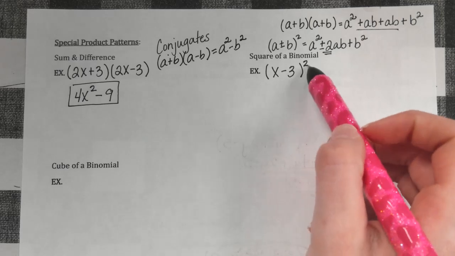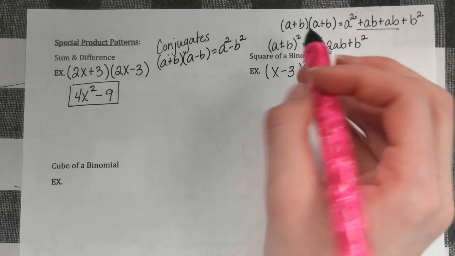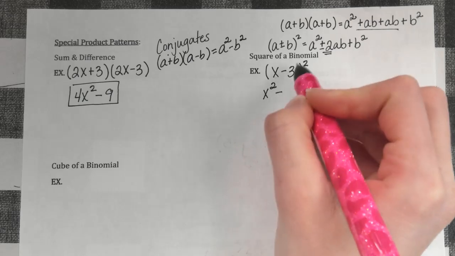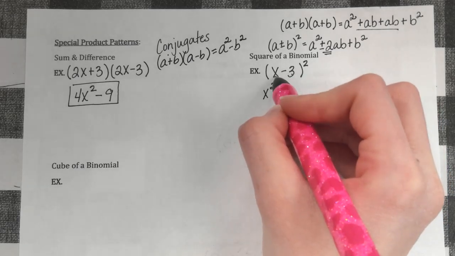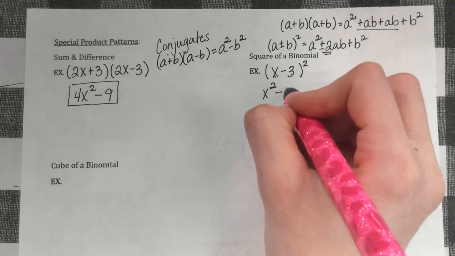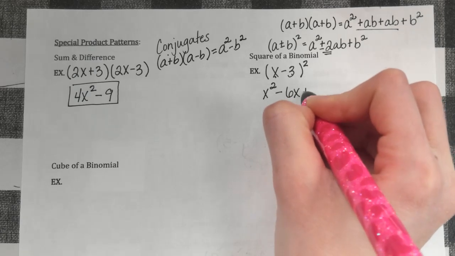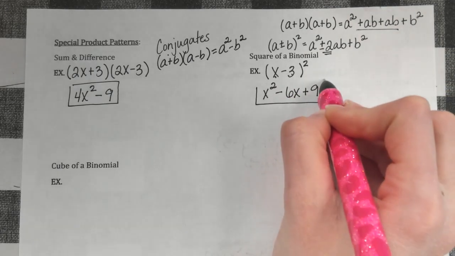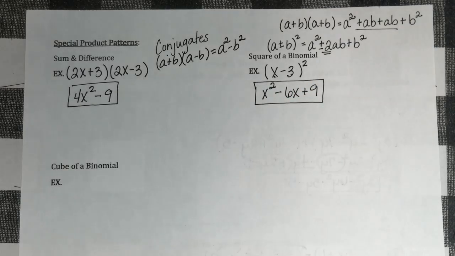So if I have x minus 3 squared using my formula, I would take x and square it. I would keep the sign. 3 times x would be multiplied to give me 3x, and I would double that to get 6x, and then plus 3 squared is 9. But again, if you need to write it twice and FOIL it, you can do that also.